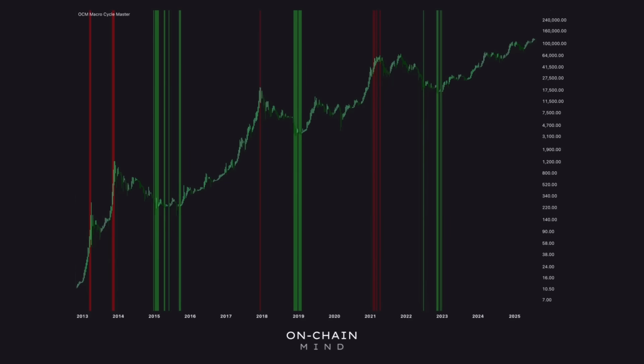Now finally, the third indicator I'm watching closely as we approach the next potential peak is what I call the macro cycle master. This one's really straightforward to interpret, but there's a lot of complexity under the hood. It aggregates 6 of the most reliable on-chain indicators into one unified model. When 3 or more of them agree, so at least half of them, it triggers a background colour: red for a macro top, green for a macro bottom.